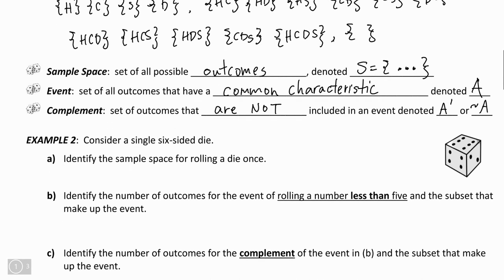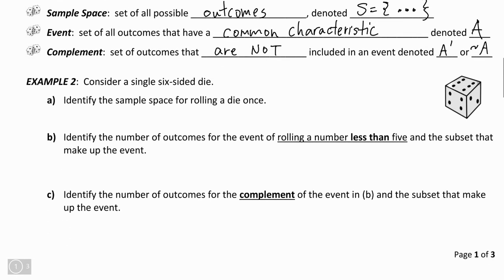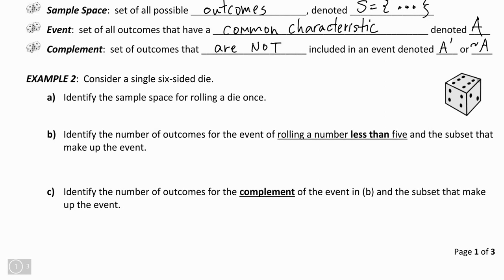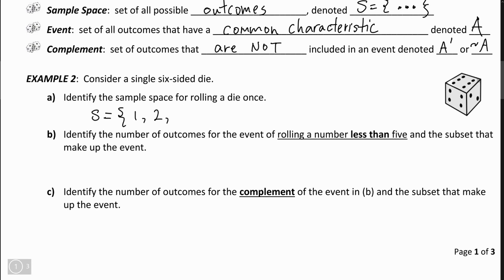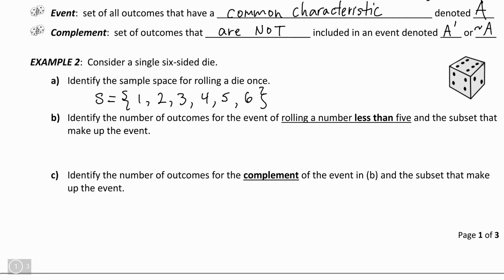Okay, that's the best way I could think of at the moment to explain those kinds of definitions in a way maybe we can all understand. Example number 2: consider a single 6-sided die. Identify the sample space for rolling the die once. You roll this die once. What are the possible outcomes you can get? Well, you can get a 1, 2, 3, 4, 5, or a 6. Since I'm using numbers, I'm going to put commas to separate them. I don't want you to think it's one big number, but individual 1-digit numbers.